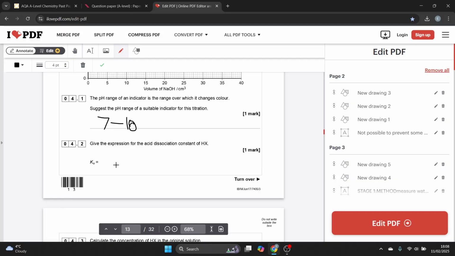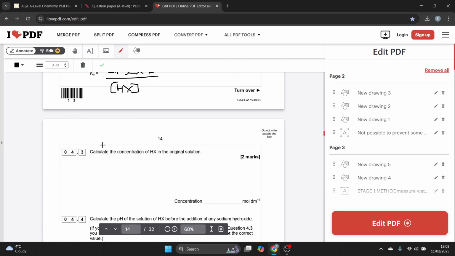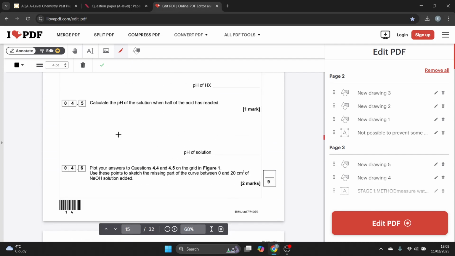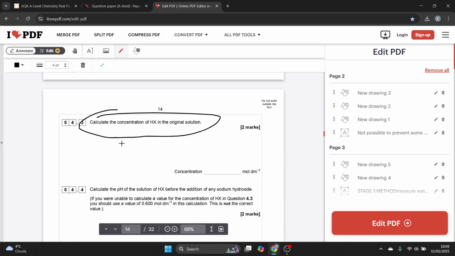Give the expression for the acid dissociation constant of HX. It's going to be, well, I've got HX at the bottom, and then I've got H plus, X minus on top. And remember, square brackets. Don't forget square brackets. Calculate the concentration of HX in the original solution.